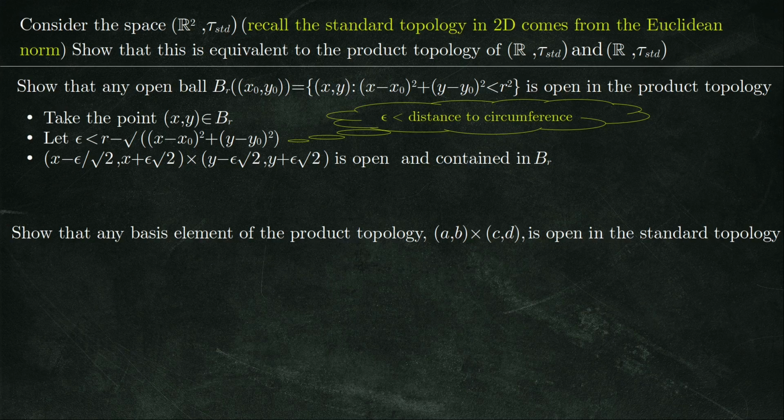It's maybe hard to see when you're just doing this, but do try and draw it out. Draw an open ball, take a distance epsilon, draw a square, and find the distance from xy to the corners of the square and to the edges of the square. And you'll see that this proof does work out. It's maybe just a bit hard to see straight away here.